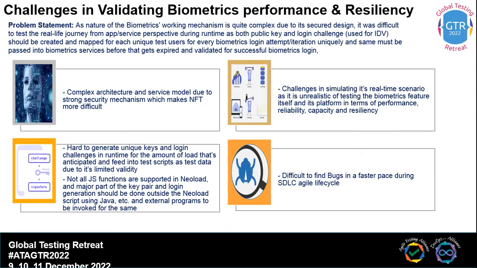I've listed down various challenges with the kind of problem statement. The working mechanism of biometrics is difficult to test due to its secure design, because you cannot create that many public keys and login challenges and map them for each and every unique test user whenever they attempt the login, because everything should be unique and mapped uniquely during runtime, so that it gets validated successfully and you can get into the mobile app to access your private contents. Among the significant challenges, the architecture and the service model itself are complex, because you cannot compromise your security parameters when you use biometrics or identity verification. There are also challenges in simulating the real-time scenario itself to validate its performance and capacity.